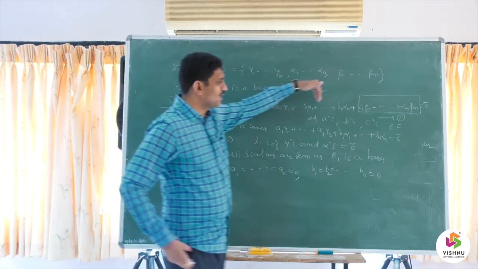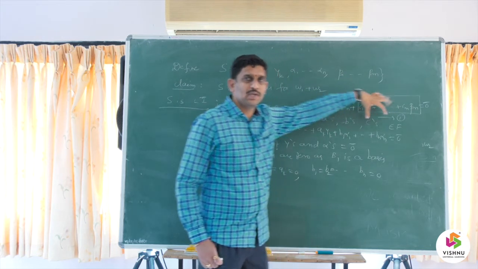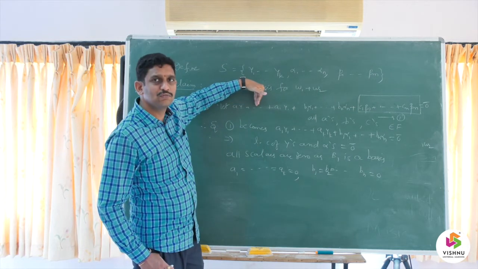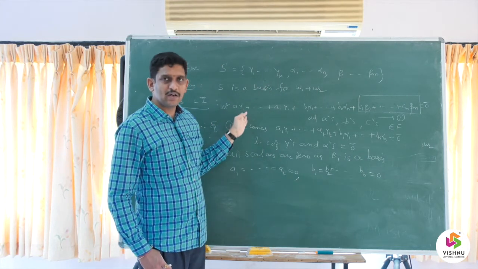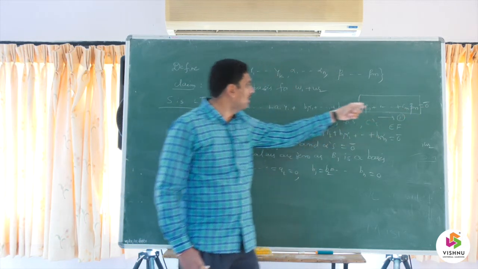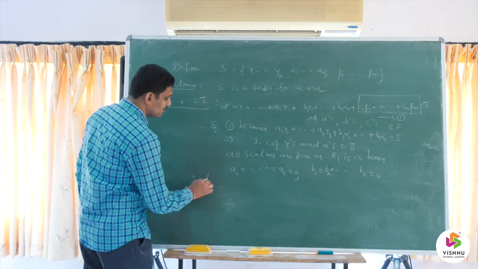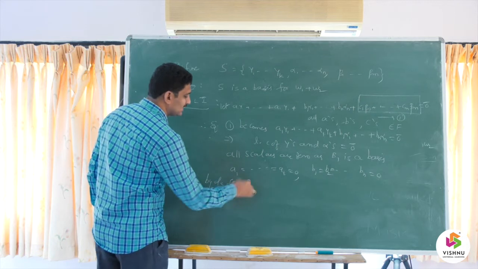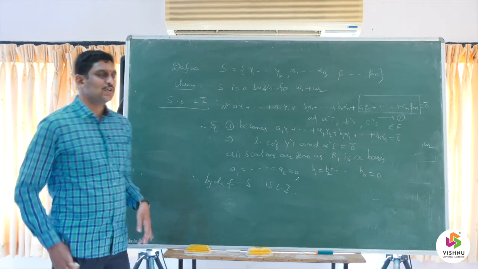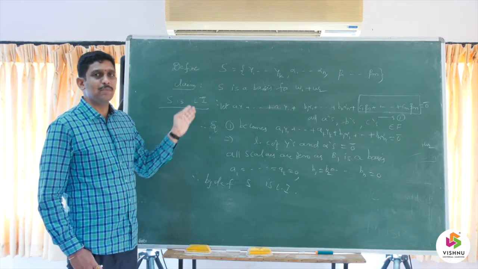So in this entire expression, first I proved that the scalars in this part are 0. Then I proved that all the remaining scalars in this part are also 0. Therefore, whenever I write a linear combination whose value is equal to 0, then I proved that all the scalars existed in this part are 0. Therefore, by definition, the set S is linearly independent. So this is the proof for proving that S is a linearly independent set.